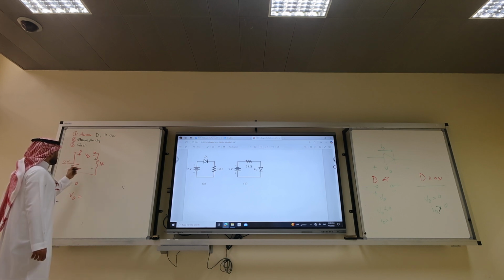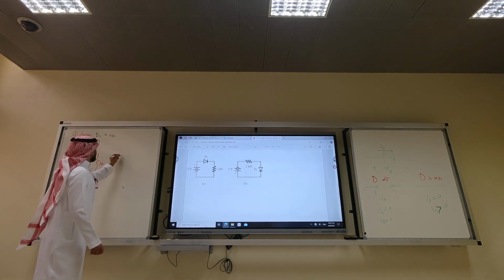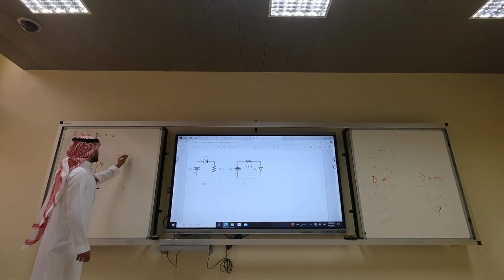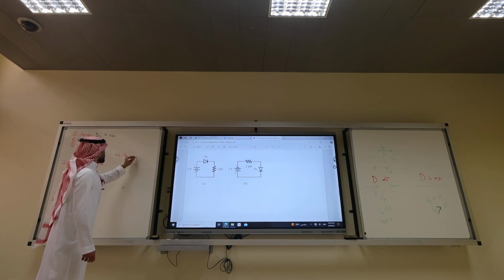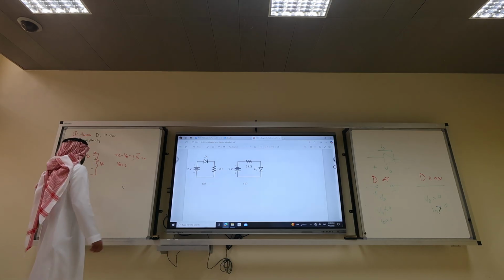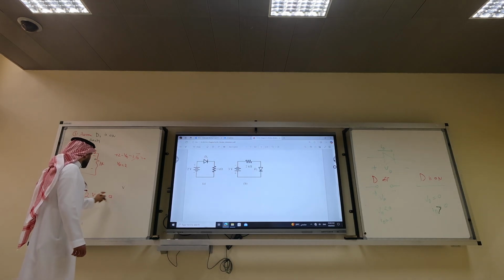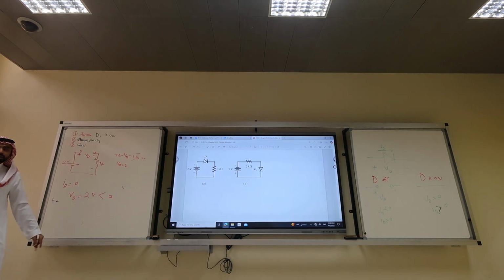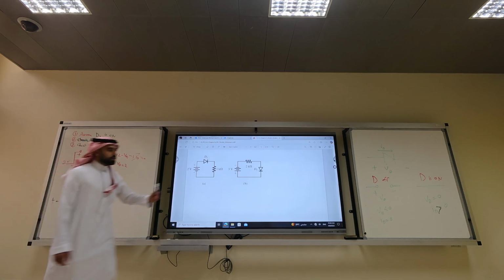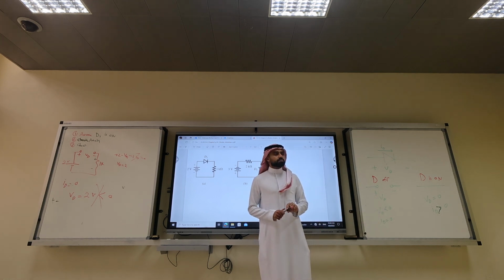VD, we do KVL. So it's going to be voltage rise plus 2 minus VD minus 1 ID equals 0. ID is 0, right? So VD is what? 2. Okay, is it less than 0? Is 2 volt less than 0? No. Wrong. Because this condition is not satisfied, the assumption is not correct. Get it?